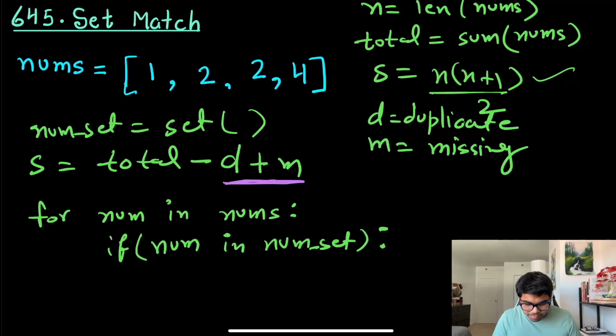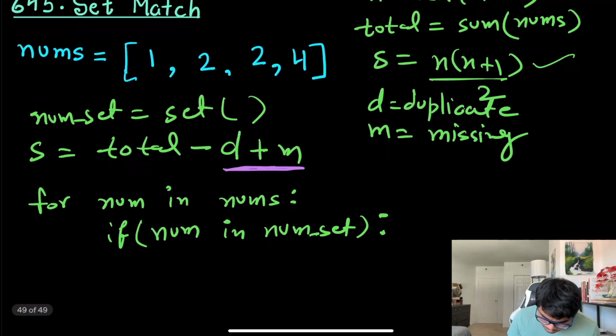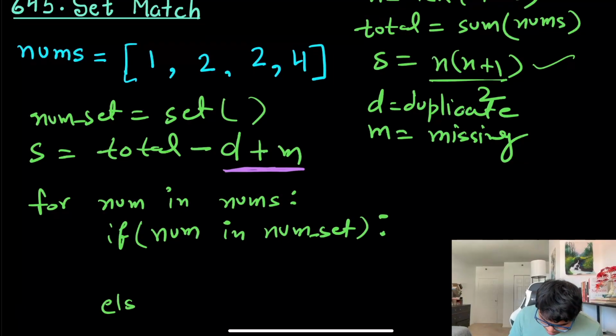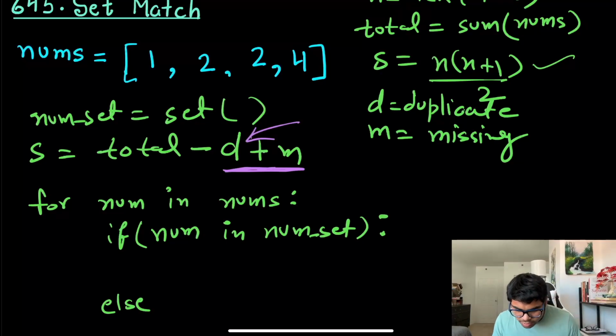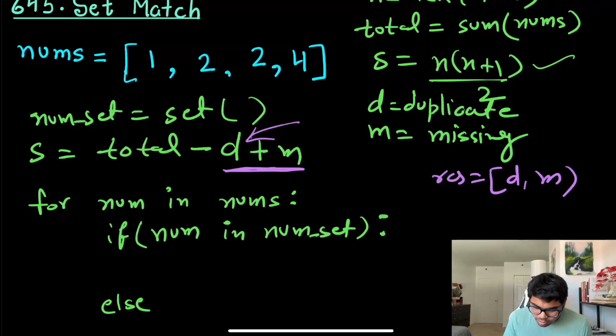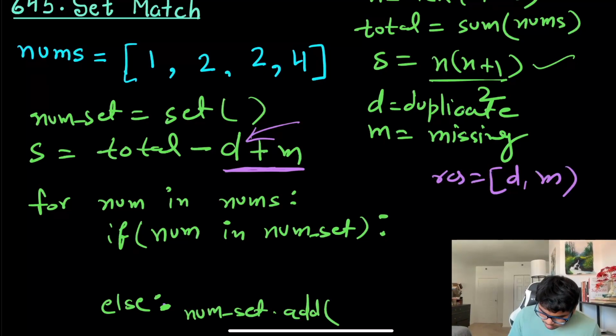So if this is already in my num set, then that means I've already found this D. Right? I've already found this D. So if I found the D, and what I was supposed to return in my result was D and M, right? So now using this equation, I can simply calculate M as well. Otherwise, I will just add this num to my set. So I'll just say num set dot add, you add this num.